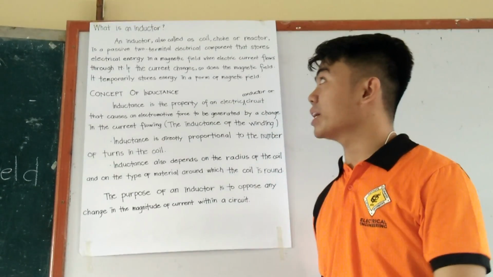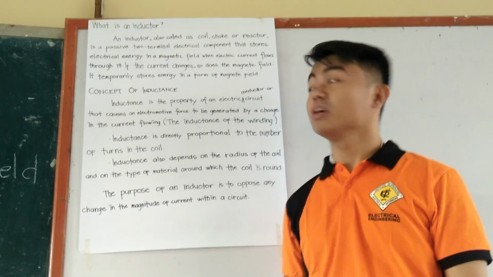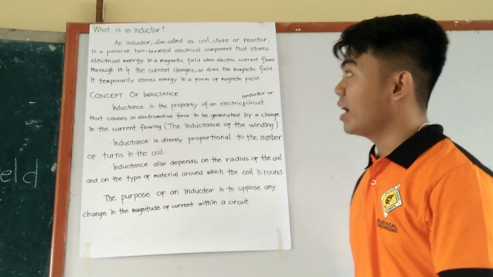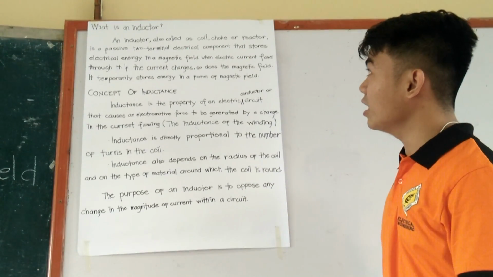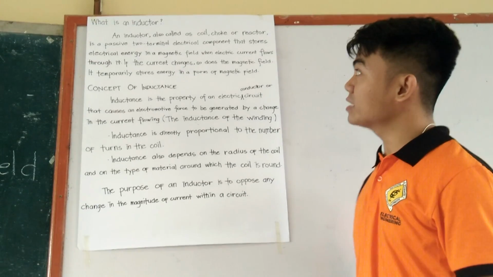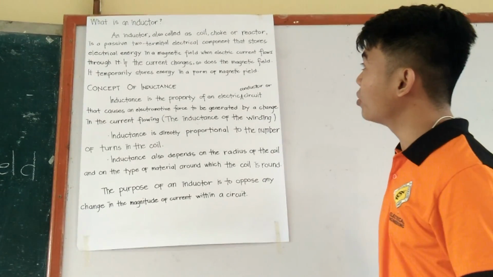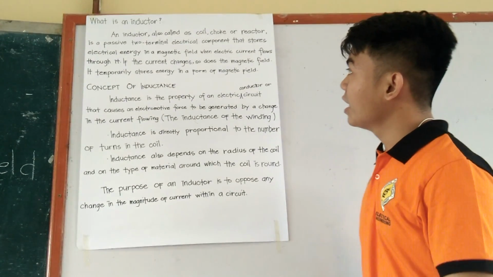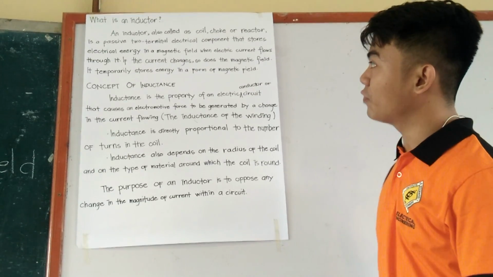So good day everyone, I'm here in front of you to discuss inductors. First of all, what is an inductor? An inductor, also called a coil, choke or reactor, is a passive two-terminal electrical component that stores electrical energy in a magnetic field when electric current flows through it.